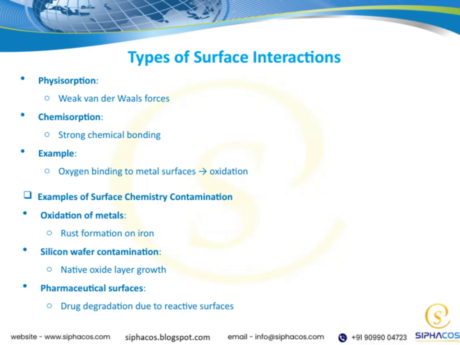Physisorption involves weak van der Waals forces. These are relatively easy to break and are reversible. Chemisorption, on the other hand, involves strong chemical bonds, making it more permanent. A good example of chemisorption is oxygen binding to metal surfaces, leading to oxidation. This process illustrates how surface interactions can lead to significant changes, whether it's rust formation or other forms of contamination. Recognizing these interactions helps us develop better control strategies for surface contamination in various industries.